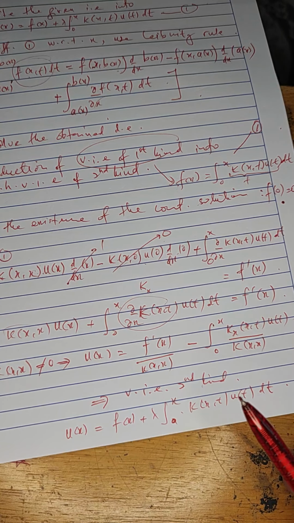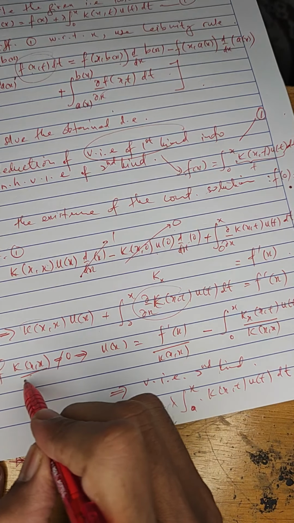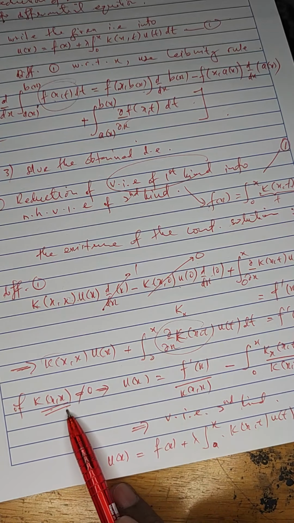So basically this is the Volterra integral equation of the second kind. What we have done now is reduce the Volterra integral equation of the first kind to a non-homogeneous Volterra integral equation of the second kind, for the case where k(x,x) is not 0.